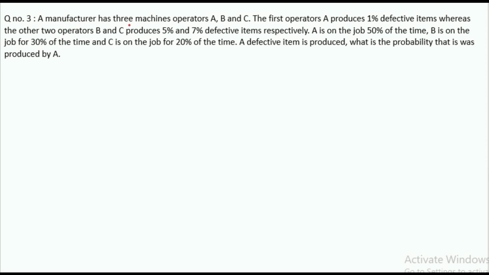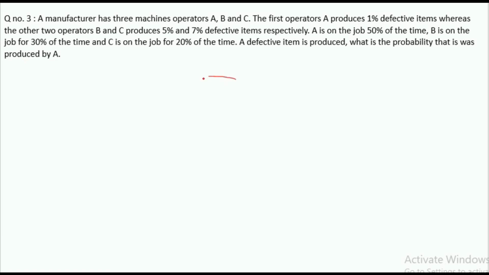A manufacturer has three machine operators A, B, and C. The first operator A produces 1% defective items, whereas the other two operators B and C produce 5% and 7% defective items respectively. A is on the job 50% of the time, B is on the job for 30% of the time, and C is on the job for 20% of the time. A defective item is produced. What is the probability that it was produced by A?